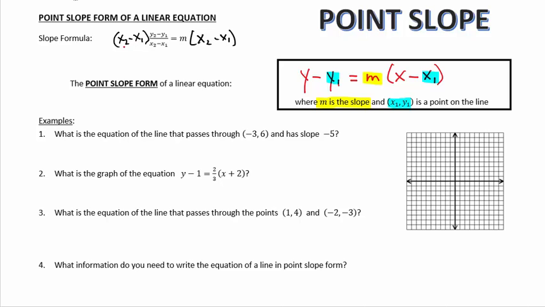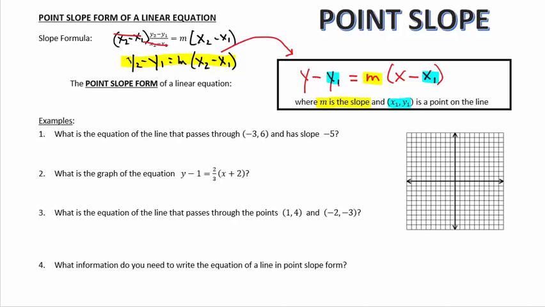And notice that x2 minus x1 cancel on this side, and that leaves me with y2 minus y1 equals m times x2 minus x1. Notice that this looks very similar to what I have in this box. Alright, let's see how we can use this equation. We're going to write some equations, and we're also going to use the equation to graph the line. So let's get started with example 1.